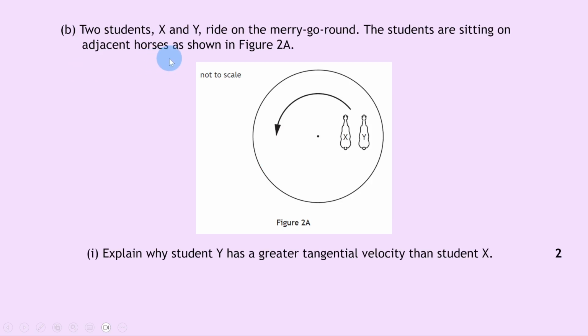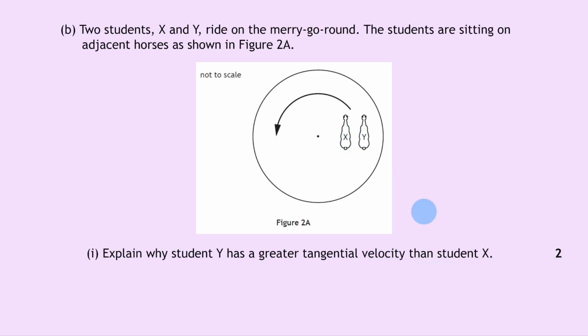Part B says 2 students X and Y ride on the merry-go-round. The students are sitting on adjacent horses as shown in figure 2a. So the direction of the merry-go-round is anti-clockwise as you can see, and we've got the 2 students there X and Y which are certain distances away from the axis of rotation in the middle. Part 1 says explain why student Y has a greater tangential velocity than student X, and it's worth 2 marks.